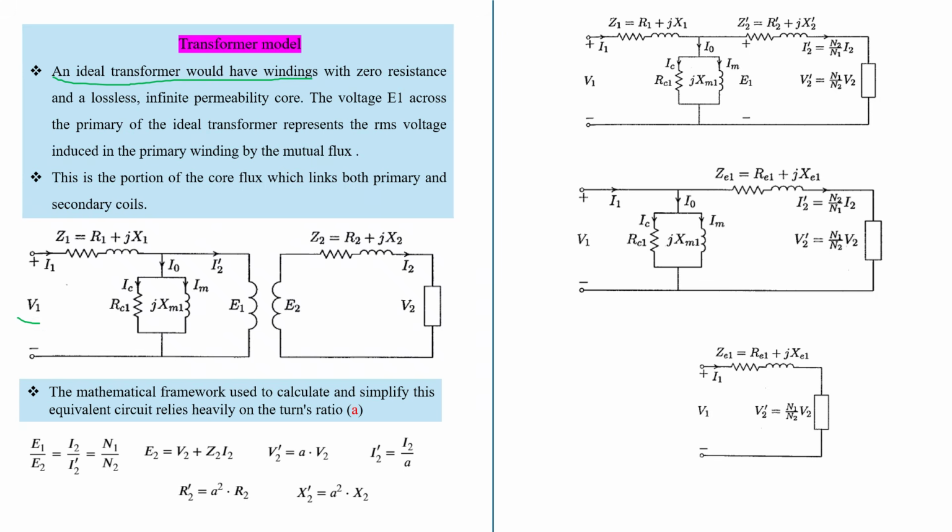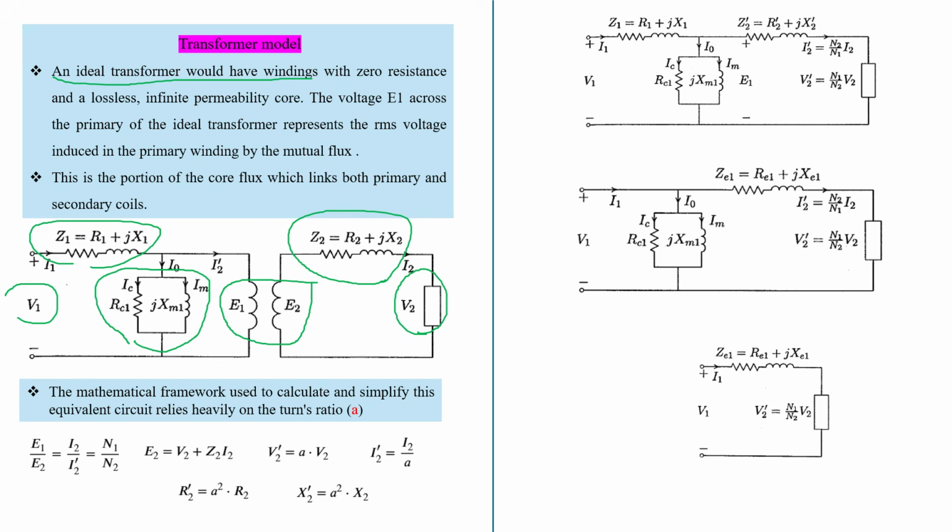In the transformer, we have a primary voltage and primary side winding impedance. We have a core for the transformer, then the secondary winding term, and this is the total impedance of the transformer. This is the load voltage. By using this equivalent representation, we finally reach a simple circuit which can be modeled and used for power flow analysis. The mathematical framework used to calculate and simplify this equivalent circuit relies heavily on the turn ratio.